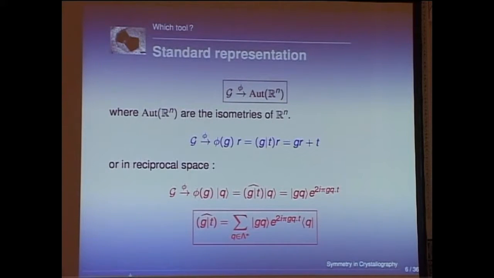If you go to reciprocal space, there is a very convenient writing also. It is less used. If I take a Q vector, which for me is a bra, like a bracket in quantum mechanics, it's a state, it's exponential iQR. The application of gt, you see that I put a hat on it because it is in Fourier space. It takes Q, multiplies by this phase factor, and points things along direction gQ. This writing here is exactly equivalent to that one. It's less used, but very, very efficient for calculations.